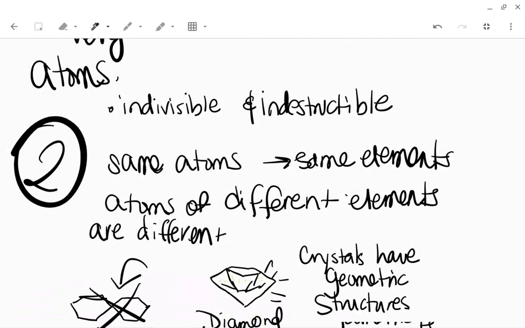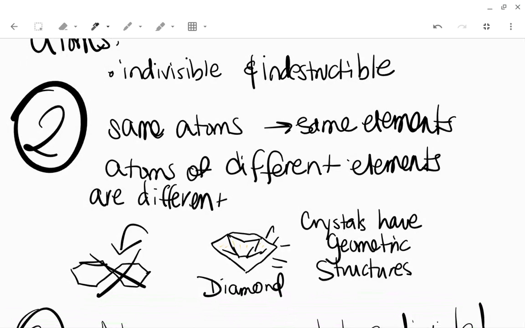Number 2, all the atoms of an element are the same size, the same mass, the same properties, etc. And atoms of a different element are just different compared to the first element. And I drew here a diamond because when you look at a diamond, you look into the structure of the molecules. They are in geometric structures. And this is only possible if the elements have the same size and same properties. And if you compare carbon with another element, you'll notice that if you put them together, the solids will have different shapes. Therefore, they have to differ in sizes, mass, and properties.